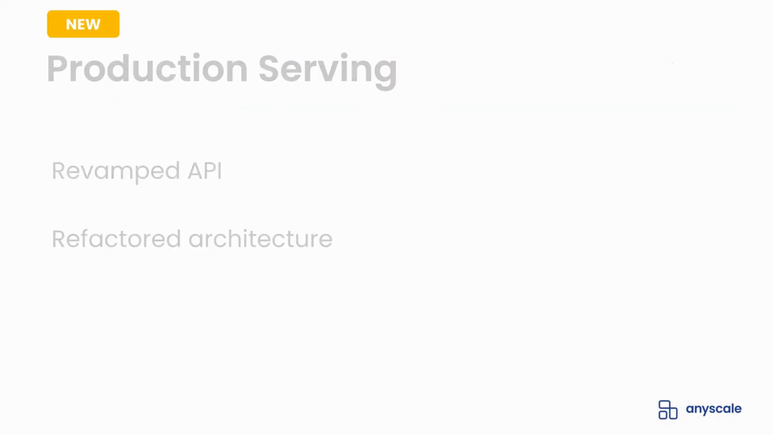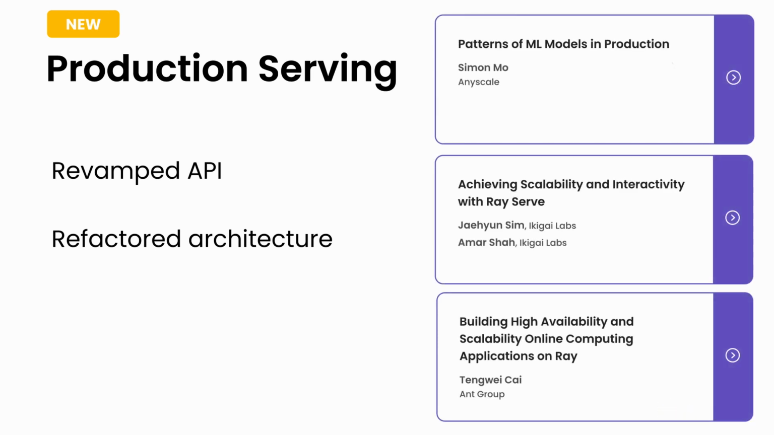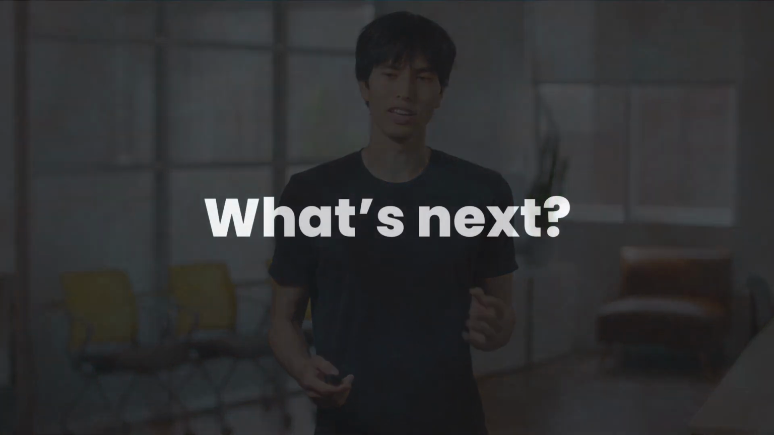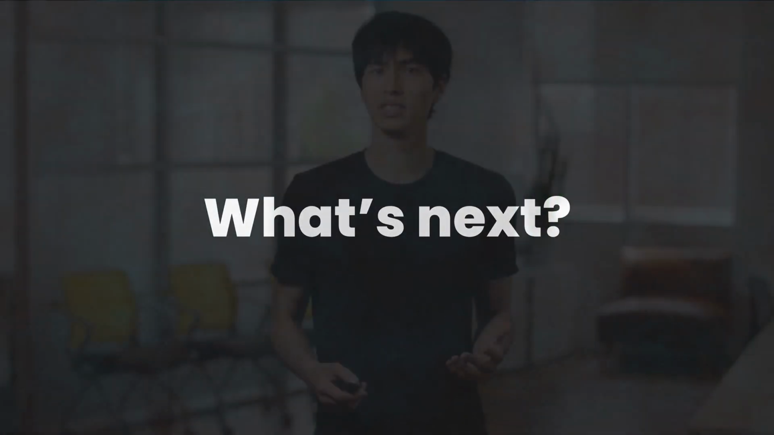We also have invested a ton in production serving with Ray Serve. We've revamped the API for simplicity and re-architected the system for scalability. And you can check out the talks from Anyscale, Ikigai Labs, and Ant Group on production serving with Ray. It's been a remarkable year, and we will continue to double down on these foundations: scalability and robustness, streamlining the workflows for development and production, and supporting production services and applications.